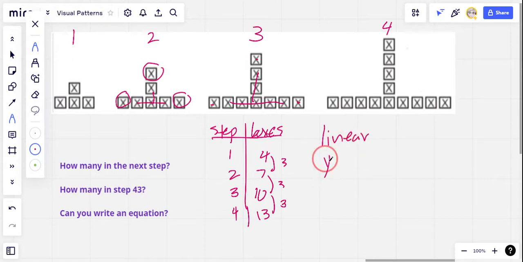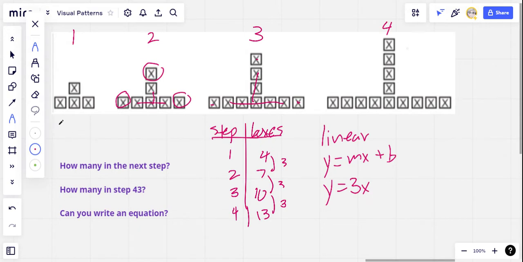And we can use the equation for a line, y equals mx plus b, to model that. So in this case, the m, which represents slope, here in the context of a pattern represents the rate of change. And we're going up by 3 boxes every time. So that m is going to be 3. The y is the number of boxes, the x is the step number. And then we need this something, this plus b, something to make it all work out with how many boxes are actually there.